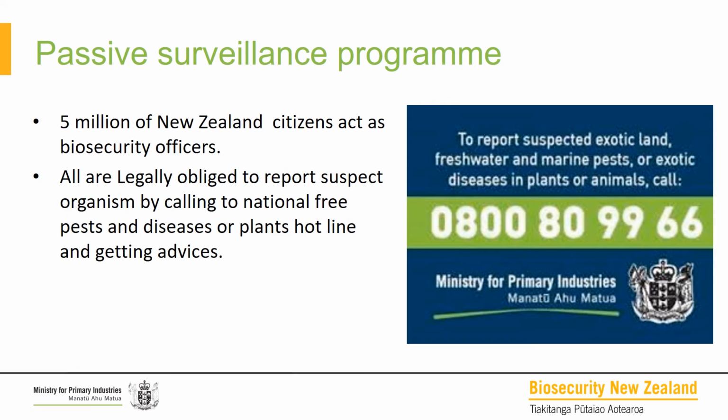The second surveillance program is the passive surveillance program. In this program, all of the New Zealand people act as biosecurity officers. How is it? If they find any suspect organism, they are legally obliged to call the National Free Pest and Disease call center and seek advice. If there is a need, they will be asked to send the specimen by free postal service to the laboratory for further identification and confirmation.